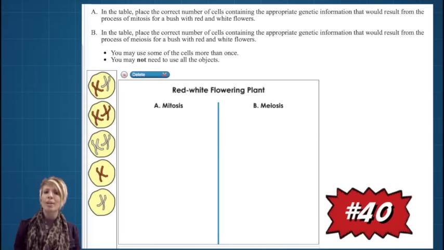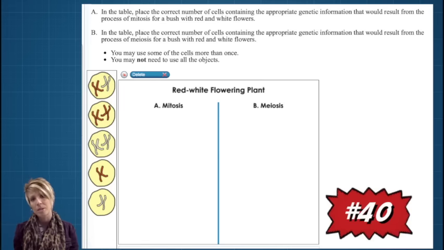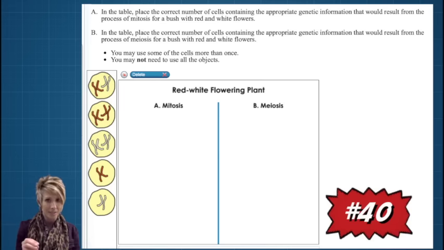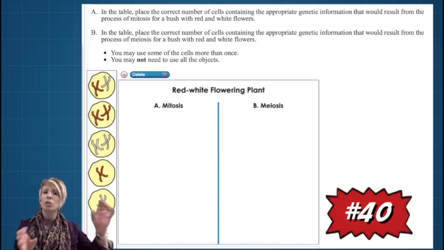Okay, question number 40, it says, in the table, place the correct number of cells containing the appropriate genetic information that would result from the process of mitosis for a bush with red and white flowers. So think about what mitosis is, okay? What's the cell in the end going to look like? Is it going to look like what it started out with, or is it going to be different?